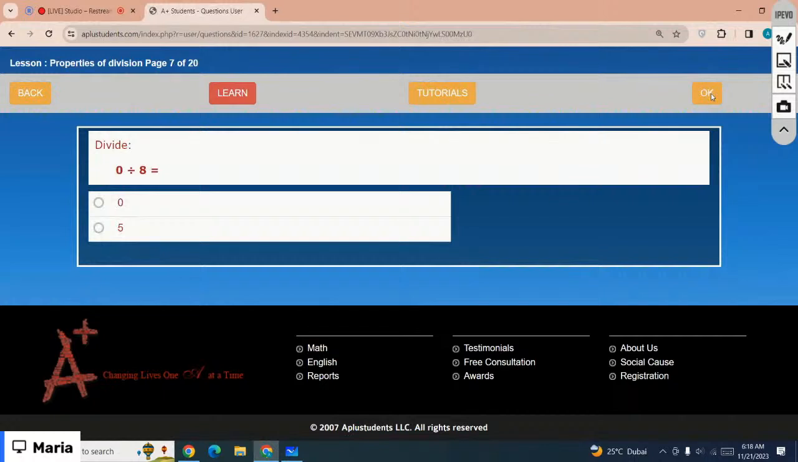Okay, the next one is 0 divided by 4, 0 divided by 8. Which is the correct option? The correct option is 0.